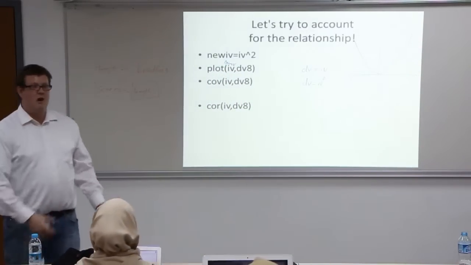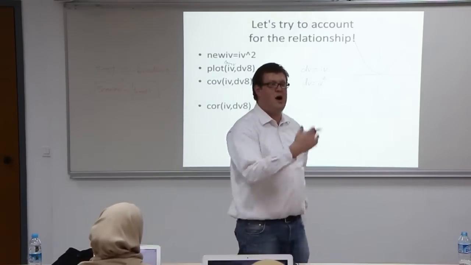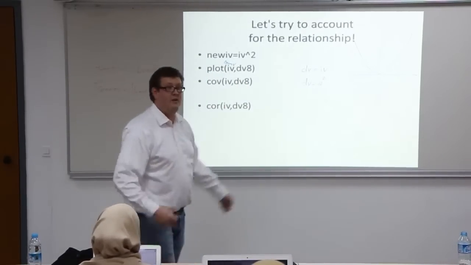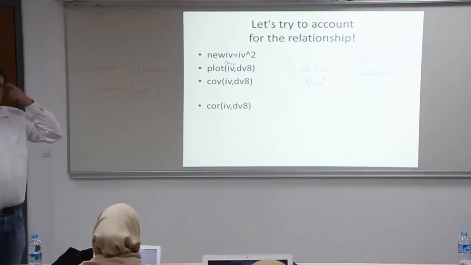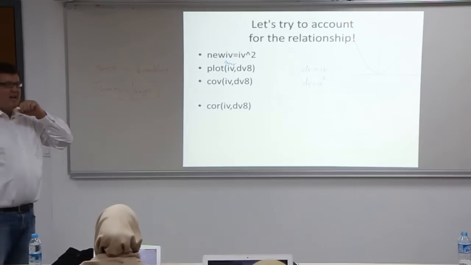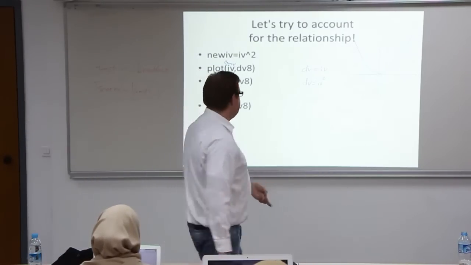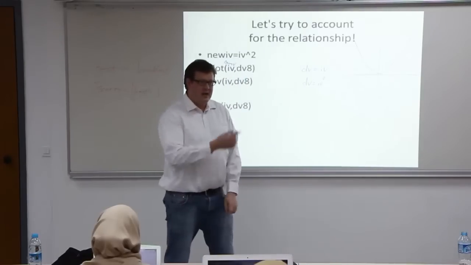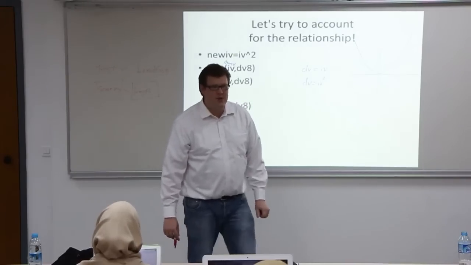When x is 0, y is 0. When x is 1, y is 1. When x is 2, y is 4. And 3, it's 9, right? Okay, what type of relationship is that? It's a curvilinear relationship, right? This is not a straight line. It's a curve, right? Now someone said something about 0.